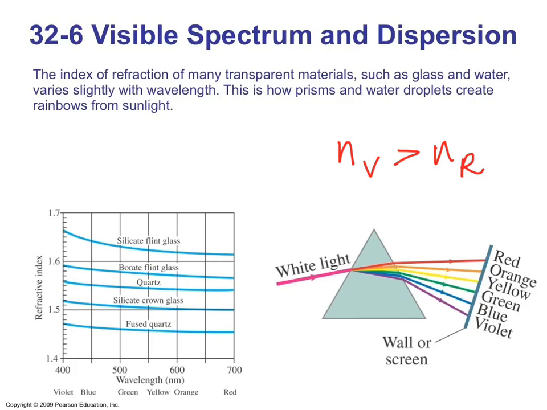And the graph on the left-hand side shows you the refractive index for each color, for different materials. How many materials can you see? 5 different materials, and are they all behaving almost the same? Yeah. All of them have the same trend.